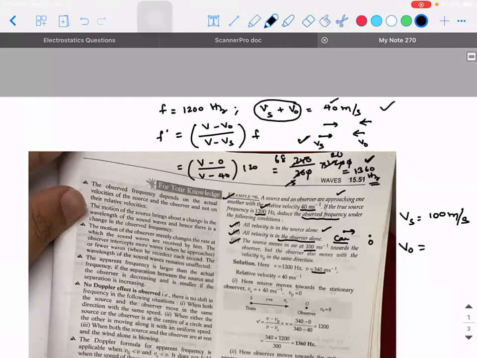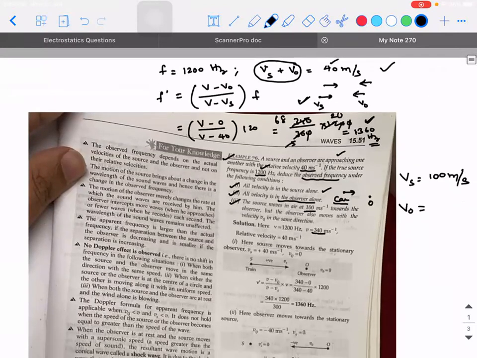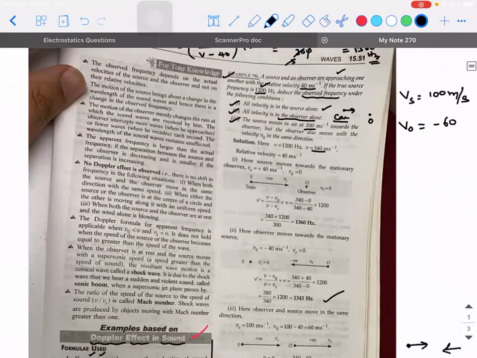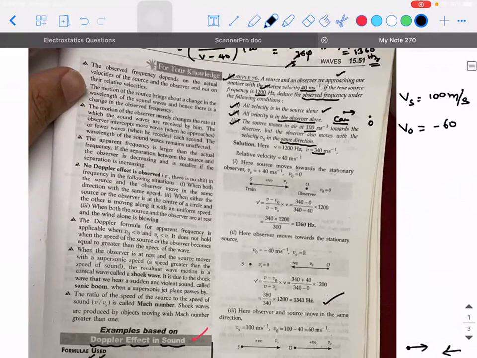Remember, Vs plus V naught is equal to 40. Minus 60 meter per second. How much? Minus 60. It would have been minus 60 had it moved in the opposite direction. But they're saying it is moving in the same direction. Okay. So this approaching towards each other is applicable only for the first and the second. So what should the answer here be? It should have been plus 60. That is when Vs minus V naught will be how much? 40 meter per second. Correct?